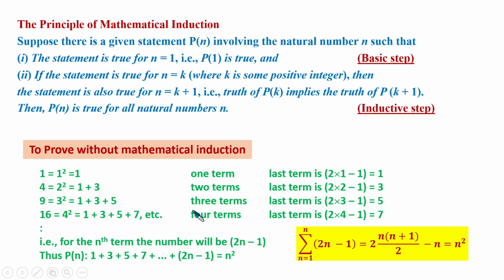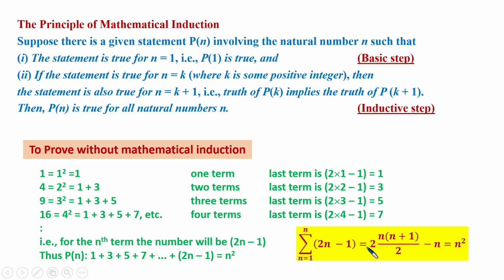And this can also be expressed using this symbol, which is called the summation, from n equal to 1 to n of 2n minus 1. That is, if you take this last term and sum it, you will have n equal to 1, that is 2 into 1 minus 1 is 1, 2 twos are 4 minus 1 is 3. So 1 plus 3 plus 5 up to n terms. If you take the summation of it, it will be 2 times n into n plus 1 by 2, minus n, and this we will derive in the next slide.